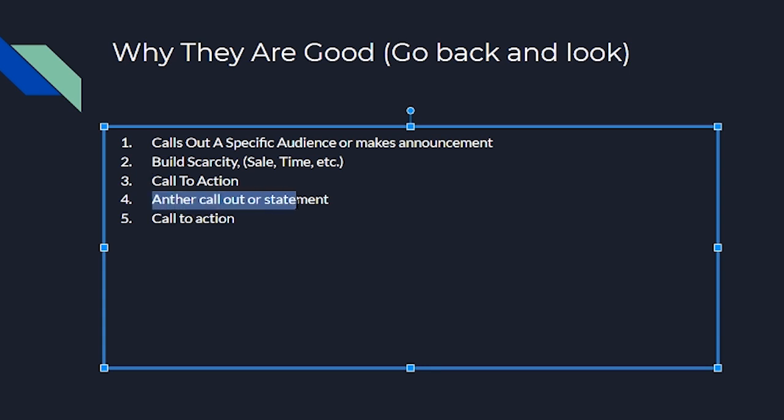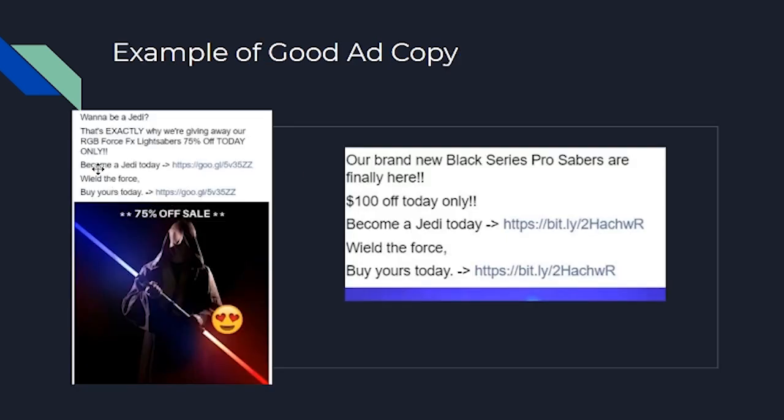So you can have another call out or statement, or you can really do anything here. It doesn't really matter too much. We just basically said wield the force, buy yours today. Now, one thing that is important to note here is these two calls to action should be a little bit different. For us, it's become a Jedi and then buy yours today. Maybe you want one of them to say get yours now and the other one to say buy yours today. You just want them to be different. You don't want to just repeat the same thing over and over again.